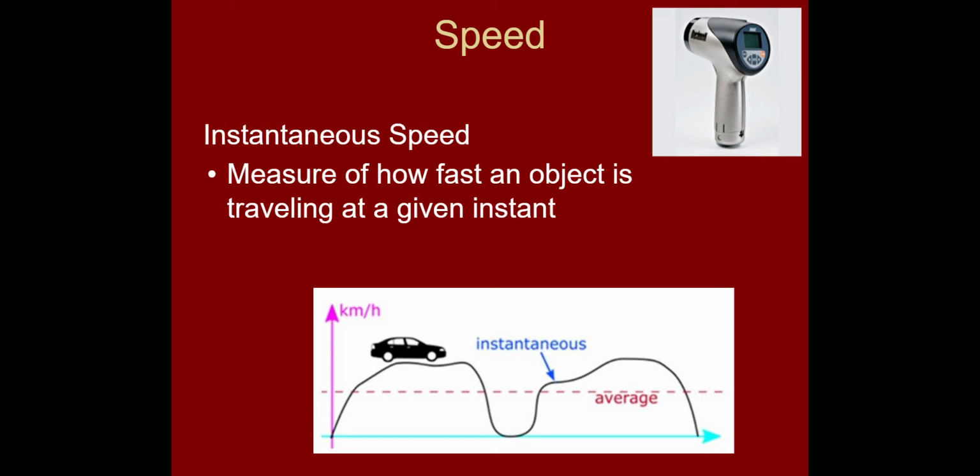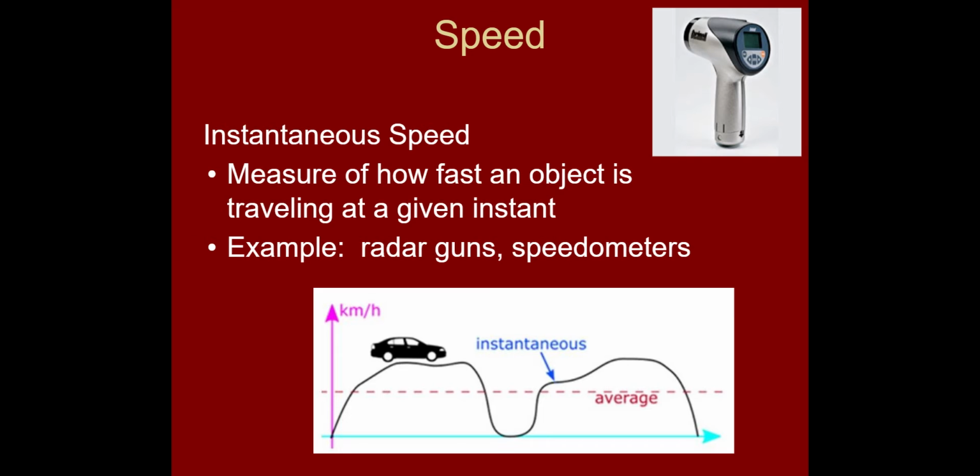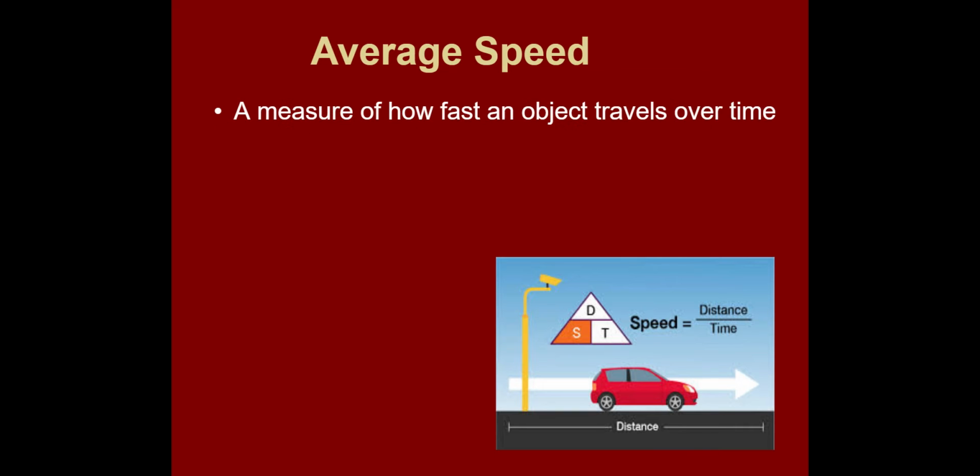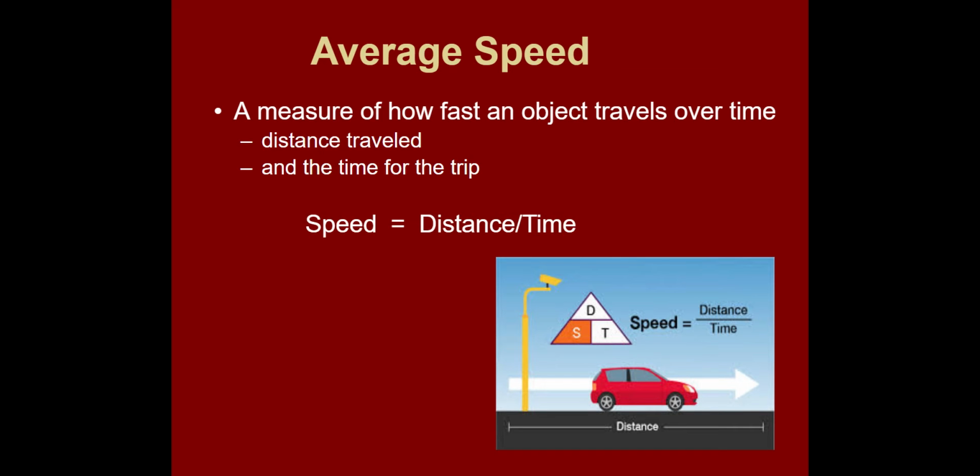This is your speedometer, your radar guns, things like that. It just takes a glimpse, a snapshot of how fast something is traveling at that moment. What we normally calculate is average speed, and this is the speed that you have traveled over the duration of the trip. And this is your distance traveled divided by the time that it takes you for the trip.